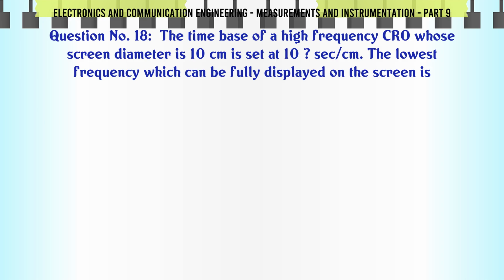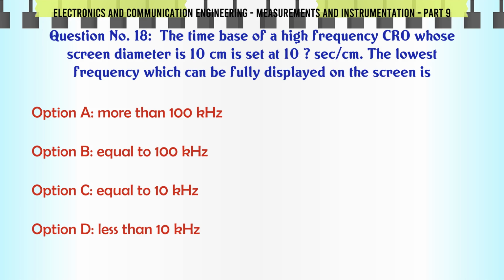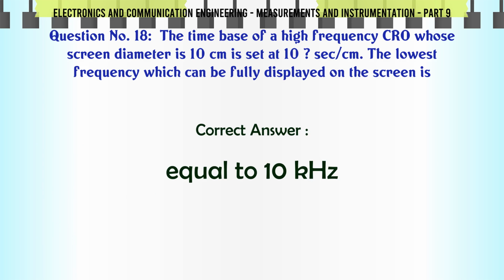The time base of a high-frequency CRO whose screen diameter is 10 cm is set at 10 ns per cm. The lowest frequency which can be fully displayed on the screen is: A, more than 100 kHz; B, equal to 100 kHz; C, equal to 10 kHz; D, less than 10 kHz. The correct answer is equal to 10 kHz.